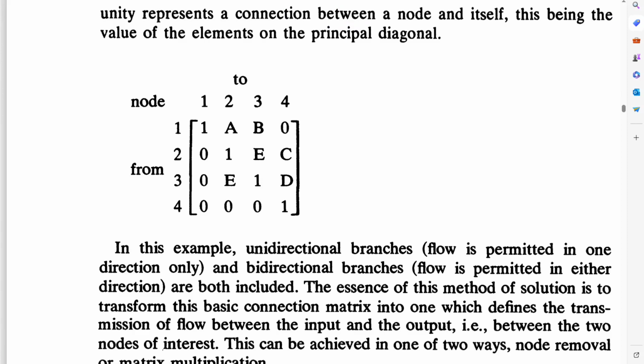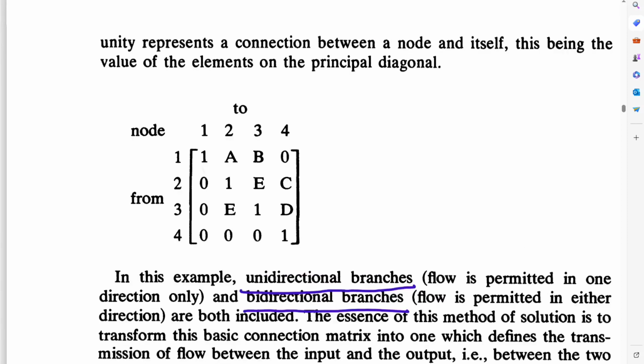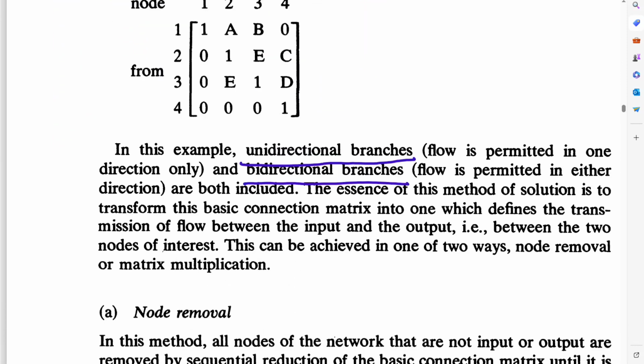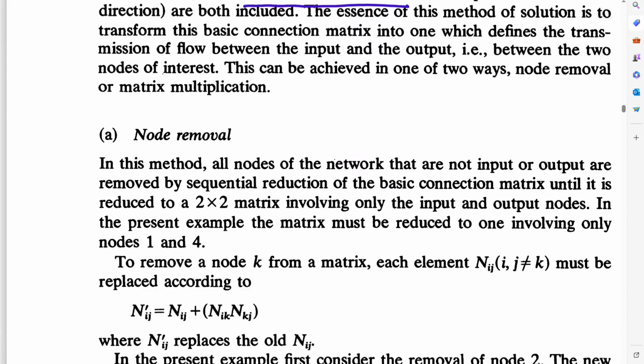We see unidirectional branches and bidirectional branches. Node 2 to node 3 is bidirectional, and node 1 to 2 and 1 to 3 are one directional. Also 2 to 4 and 3 to 4 are one directional. Next, node removal.